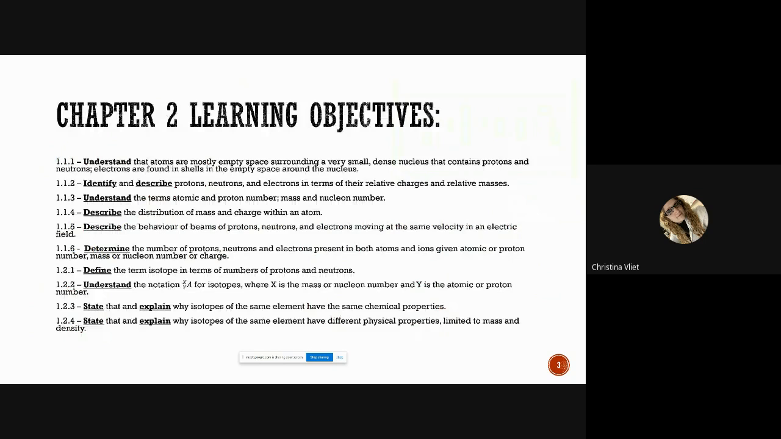Determine means you have to figure something out. It means you have to probably do some kind of calculations, in this case, which we showed in the bell work. We'll go back over this again.